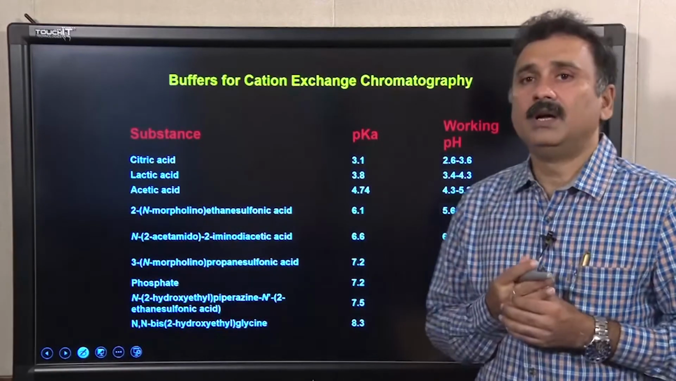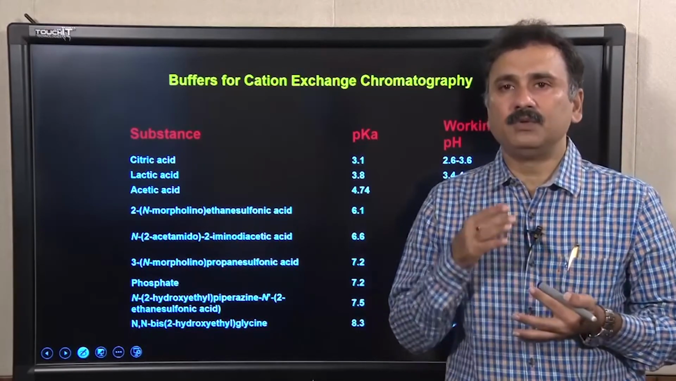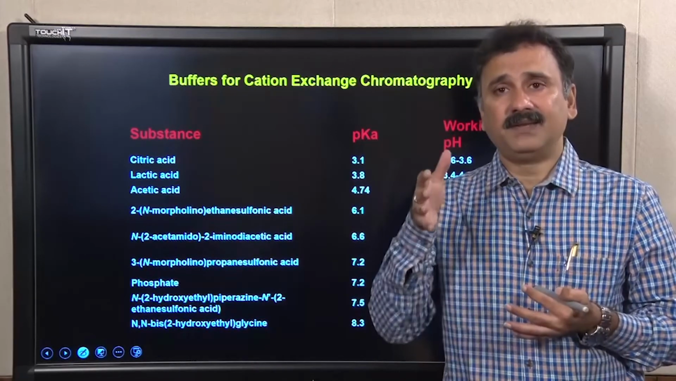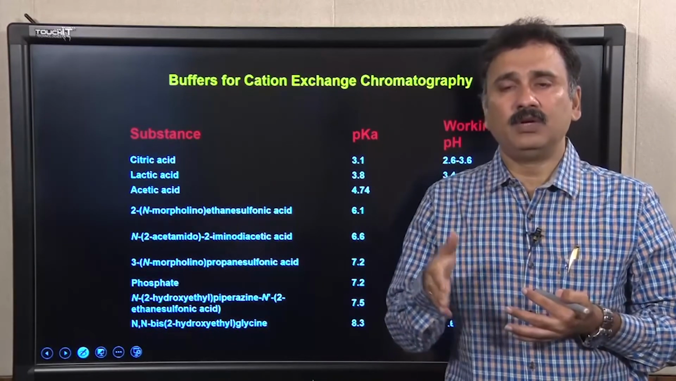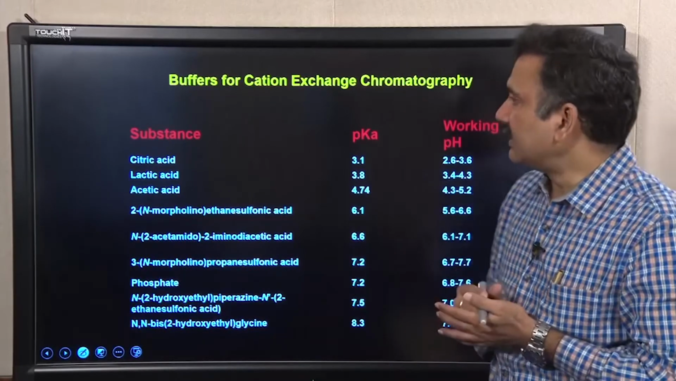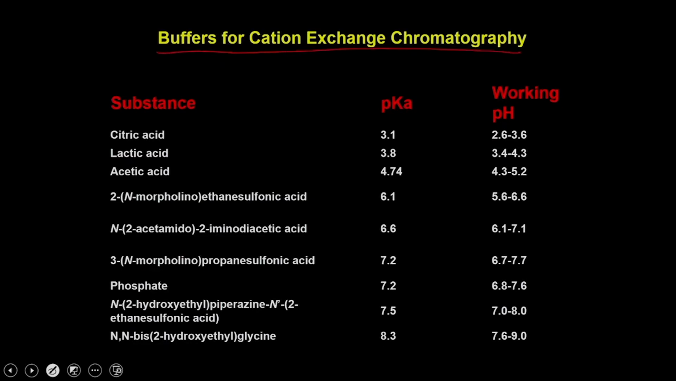What are the buffers you can use? It is not that you can use any buffer of your choice. You have to use a buffer that maintains a stable pH and does not interfere with the chromatography technique. These are the different buffers you can use for cation exchange chromatography: citrate buffer, lactate buffer, acetate buffer, and other buffers of this type. What you have to consider is their pK values as well as the working pH.